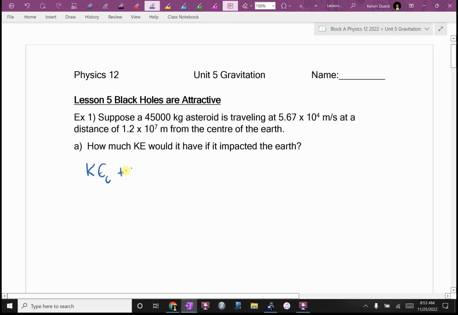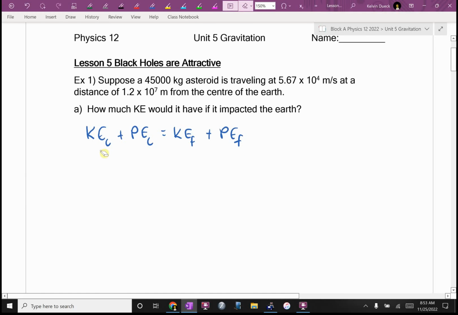KE initial plus PE initial equals KE final plus PE final. Unfortunately, none of these are zero. We're not starting at rest. When we hit the Earth, we're definitely not stopped. And are we out at infinity at all?